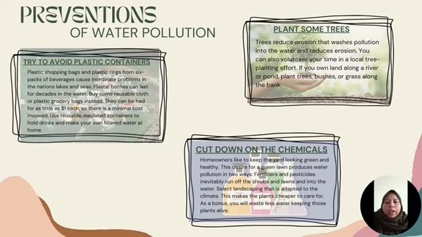The last one is to cut down on chemicals. Homeowners like to keep the yard looking green and healthy. Their desire for a green lawn produces water pollution. Fertilizers and pesticides inevitably run off the shrubs and lawns and into the water. Select landscaping that is adapted to the climate. This makes the plants cheaper to care for. As a bonus, you will waste less water keeping those plants alive.